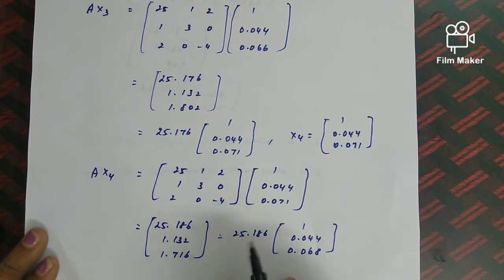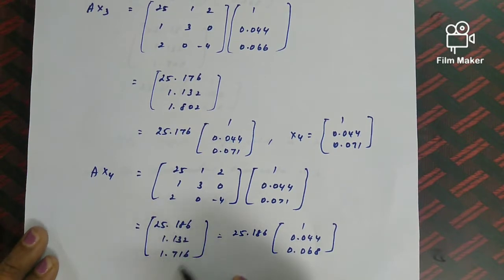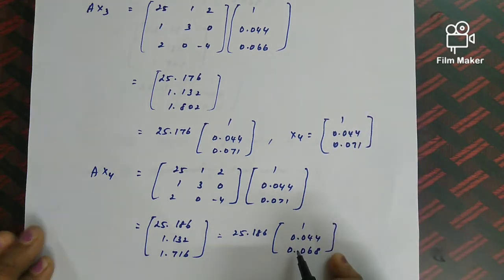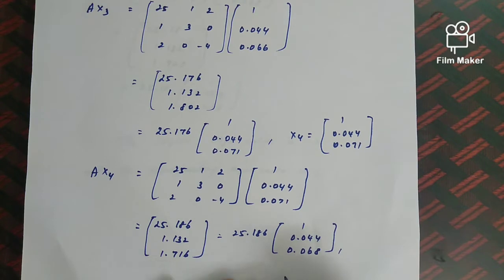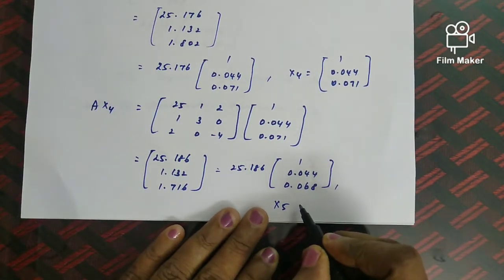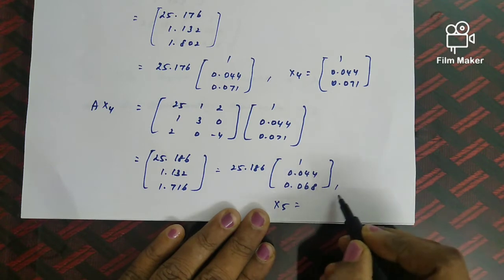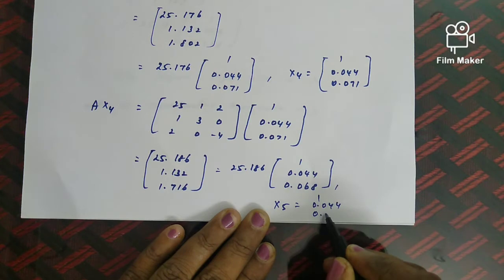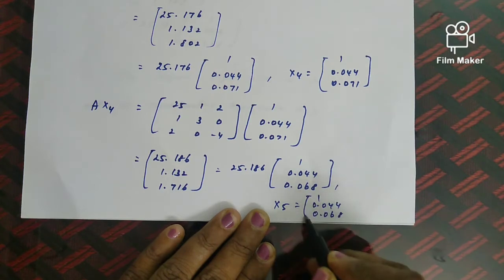Multiplying these two we can get 25.186. Among these three values we can take the 25.186 outside and the remaining one is x5. So this is our x5, where x5 equals 1, 0.044, 0.068. This is our x5.